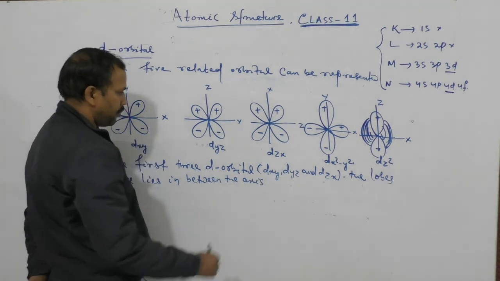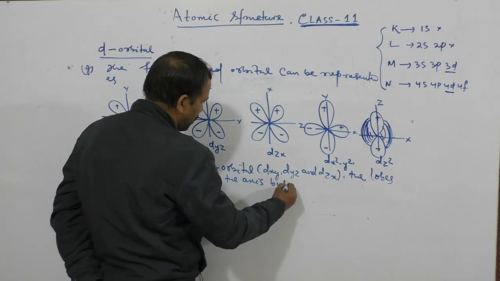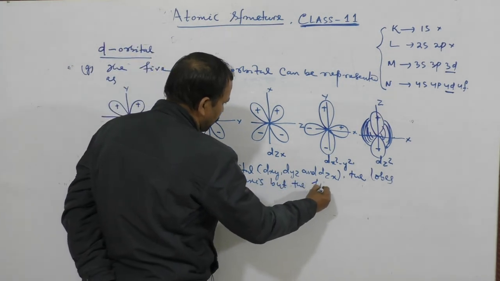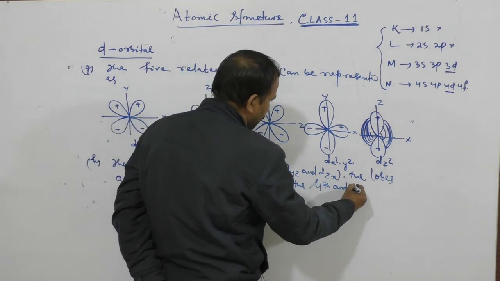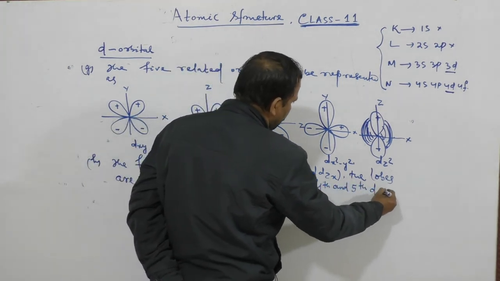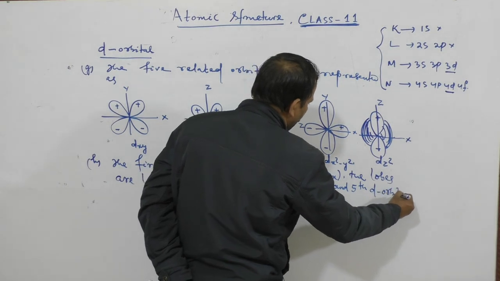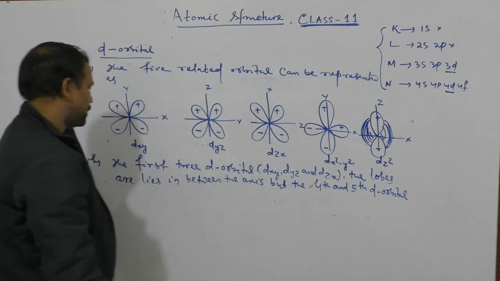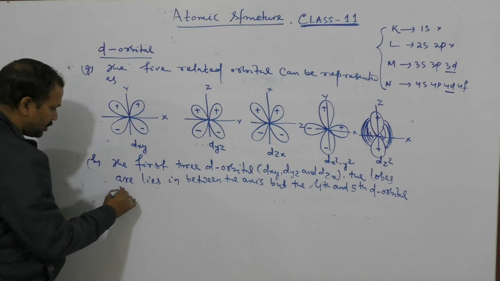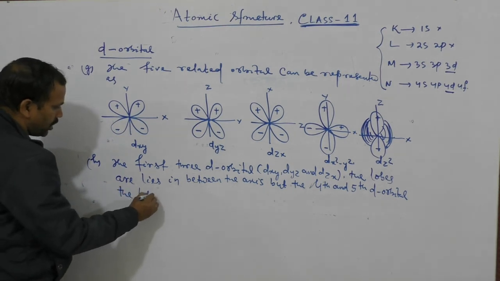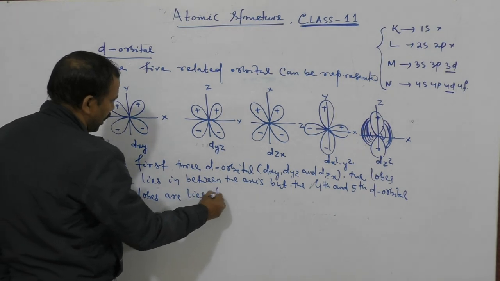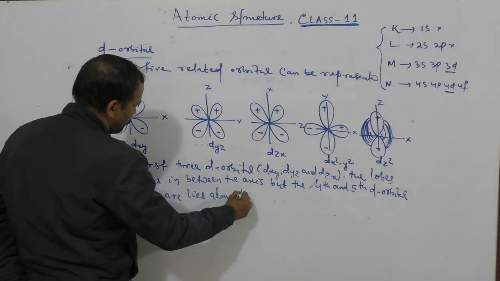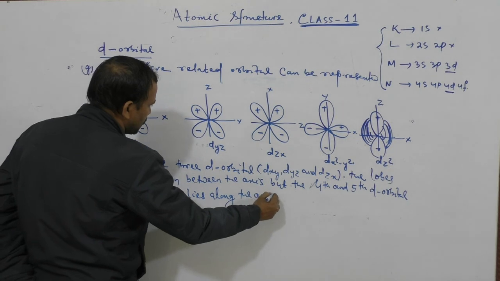But in the fourth and fifth d orbitals, the lobes lie along the axes. The lobes lie along the axes.